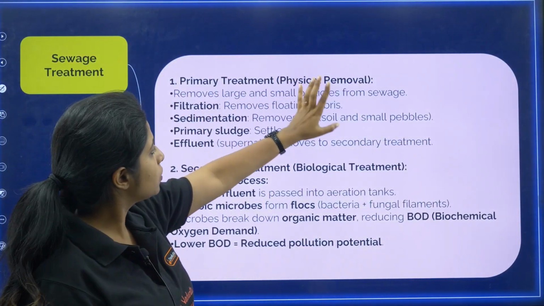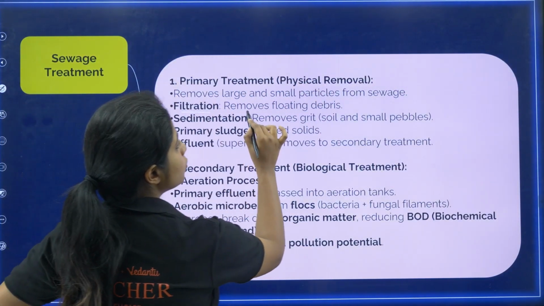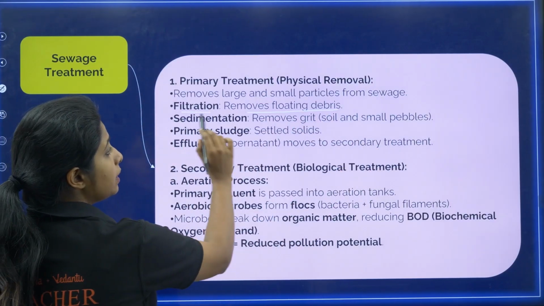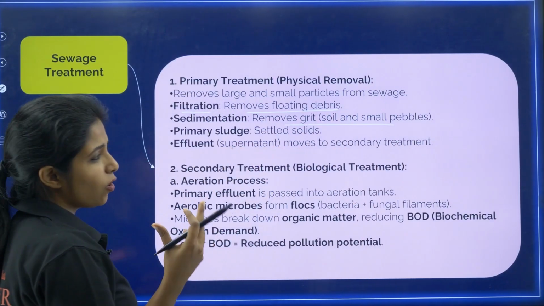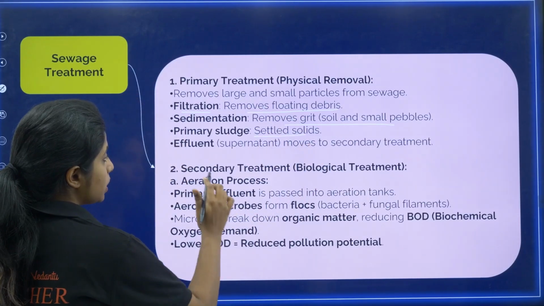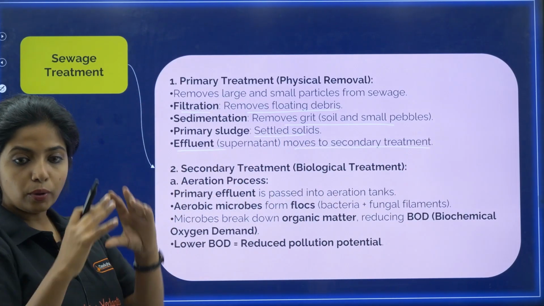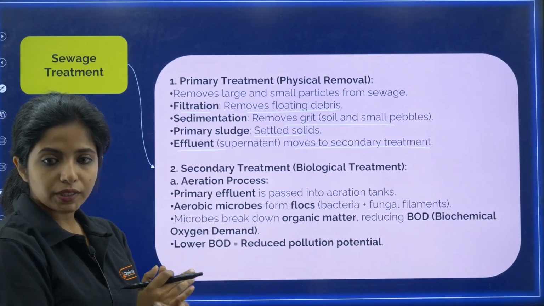So primary treatment is physical removal. It removes large and small particles from the sewage. Filtration removes floating debris. Sedimentation removes the grit, that is soil and small pebbles. The primary sludge is the settled solids, and the effluent moves to the secondary treatment. Whatever effluent is there is going to move towards the secondary treatment.